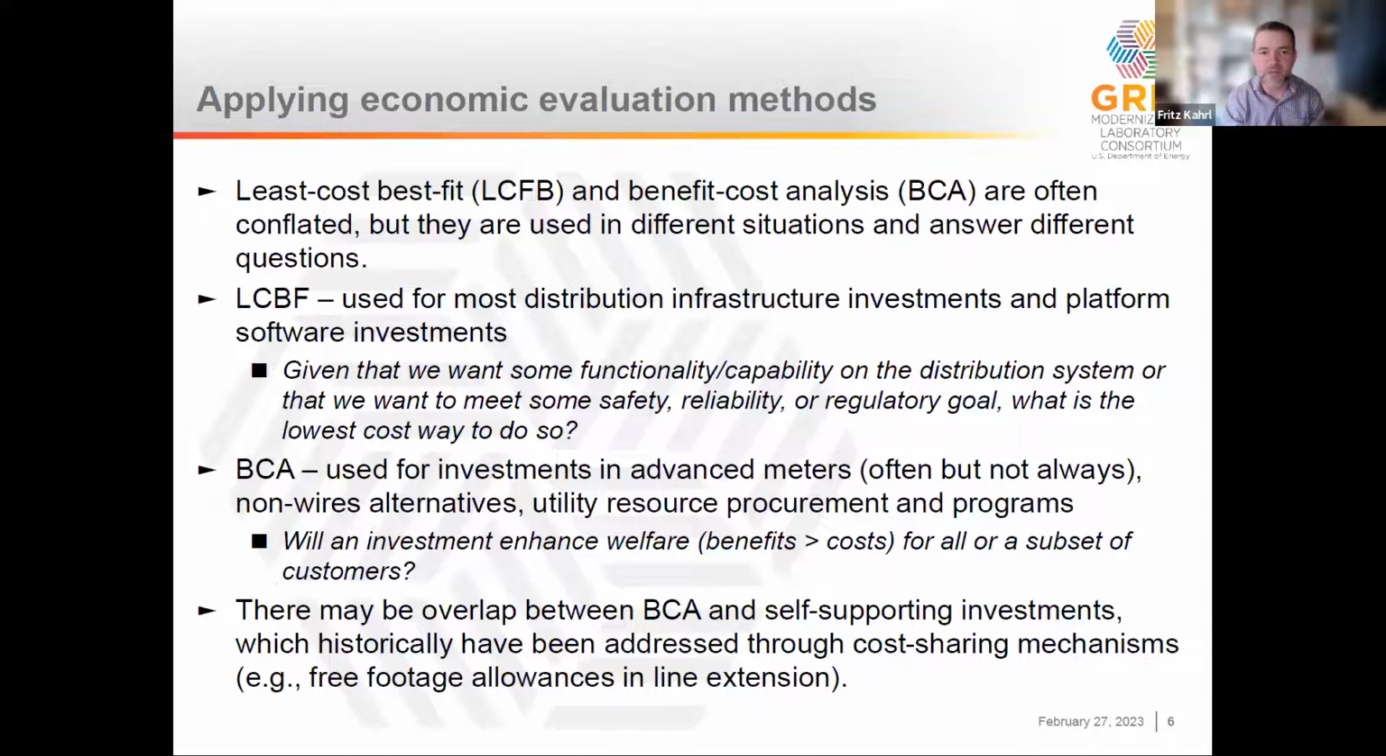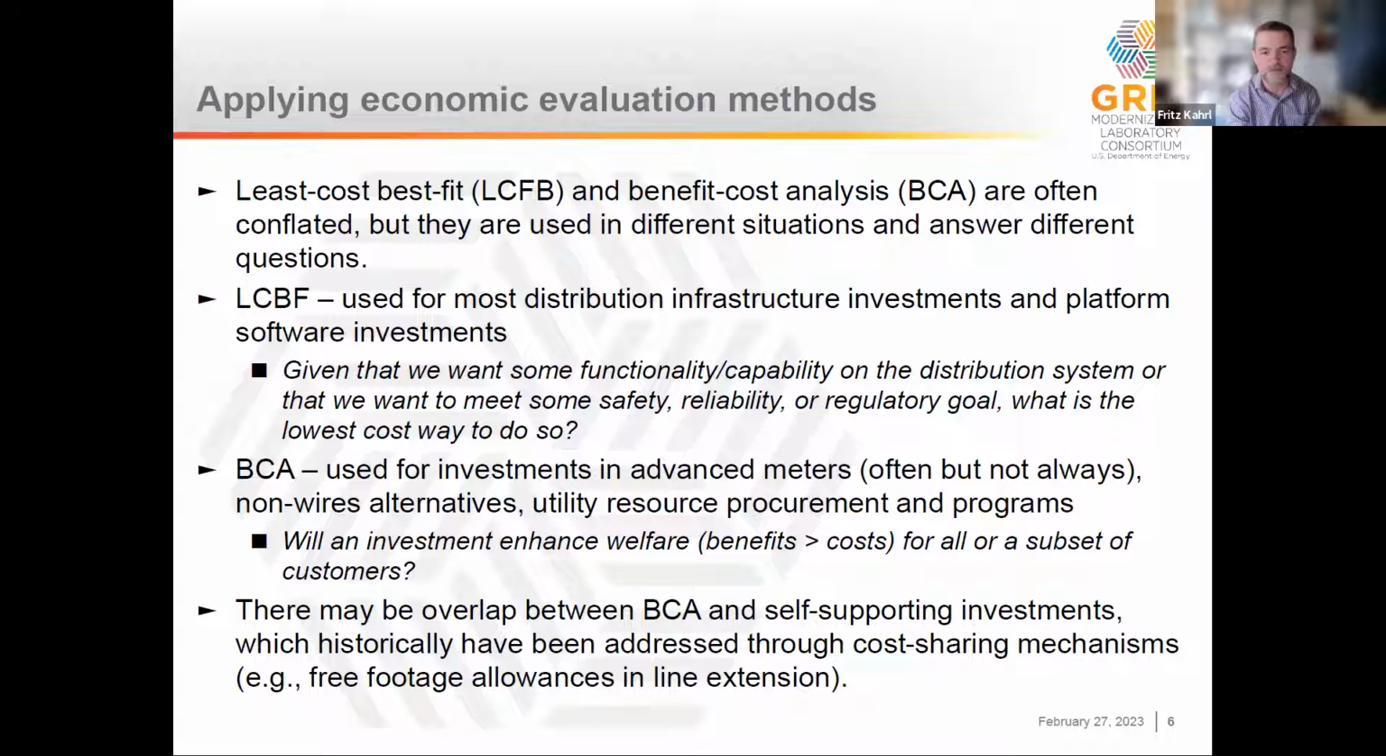I wanted to spend a bit more time with least cost best fit and benefit cost analysis, as it seems like there's a little bit of confusion about these two categories. Least cost best fit and benefit cost evaluation address different questions. For least cost best fit, the question is: given that we want some functionality or capability on the distribution system, or that we want to meet safety, reliability, or regulatory goals, what's the least cost way to do so?